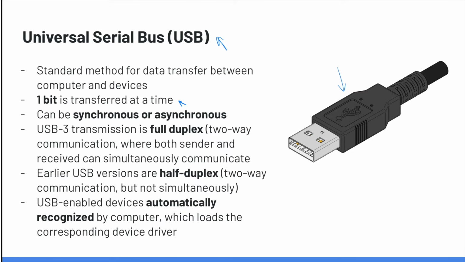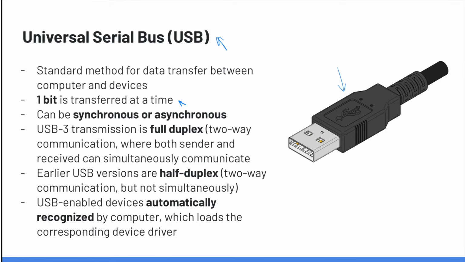So that means that data can be transmitting at a steady rate, where transmission of data is synchronized between the computer and the device, or it can be more reactive. So at random times, based on what's happening in either the device or the computer, there is communication. USB 3 transmission is kind of the current standard.